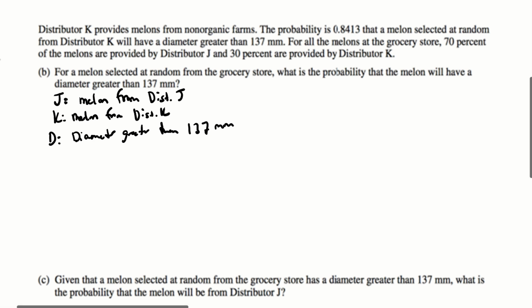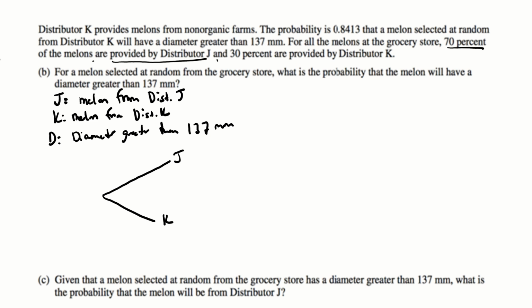Okay, so now if we set up a tree diagram, we got J, we got K. So then the probability of J says 70% of the melons provided by distributor J. So probability of J is 0.7. And then we got 30% are provided by distributor K, so probability of K is 0.3.